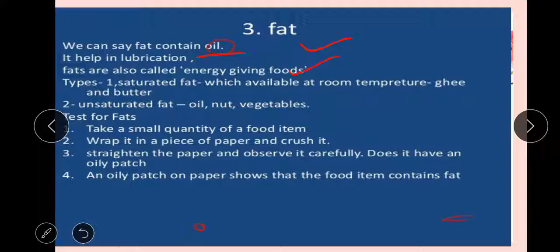If we have to test for fat, then take a small quantity of a food item, wrap it in a piece of paper and crush it. After crushing it, straighten the paper and observe it carefully. Does it have an oily patch? If you find an oily patch on the paper, it shows the food item contains fat. If it does not contain fat, then the patches will disappear after some time, because it is definitely some other liquid except fat.